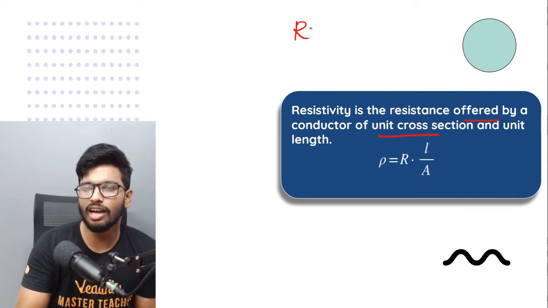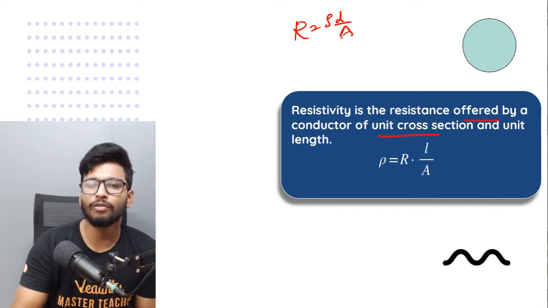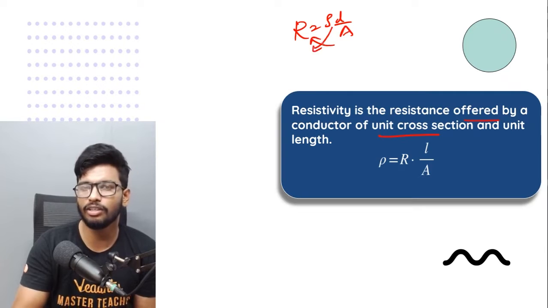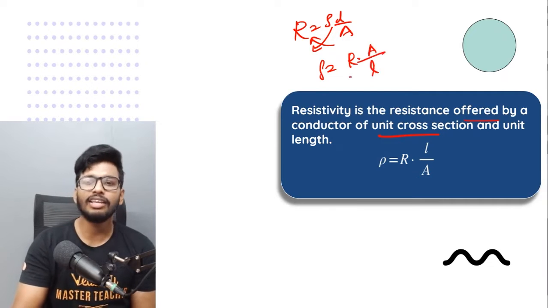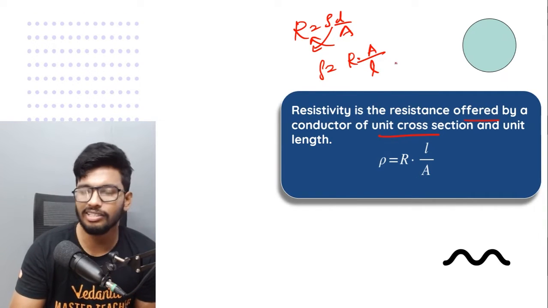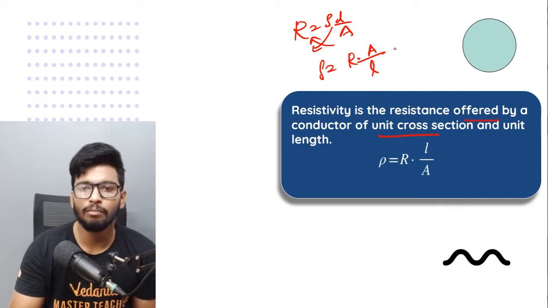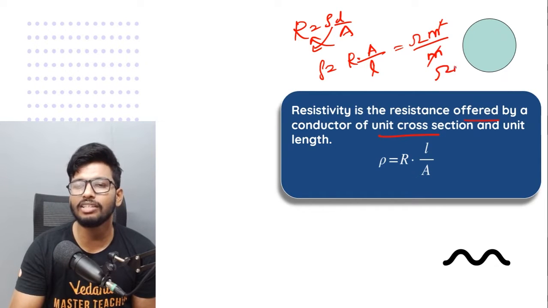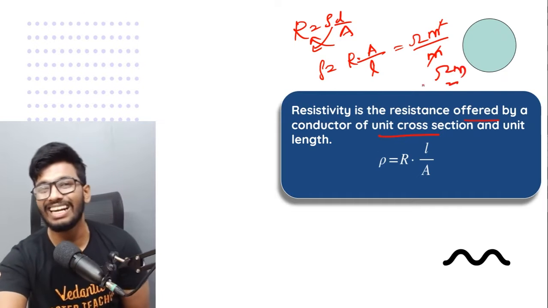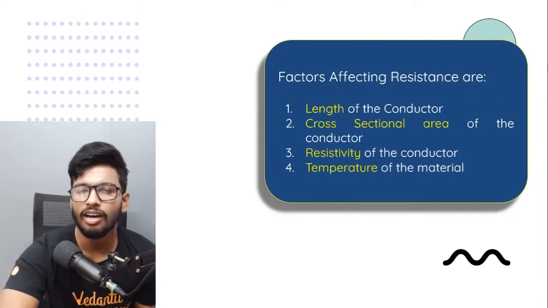So the formula is what, guys? R is equal to rho L by A. If you take A to one side and L to the other side, you can also write it as rho is equal to R into A by L. The SI unit of resistivity is ohm meter, because the SI unit of resistance is ohm, the SI unit of area is meter square, and the SI unit of length is meter. So meter square gets cancelled. So ohm meter is the SI unit of resistivity.